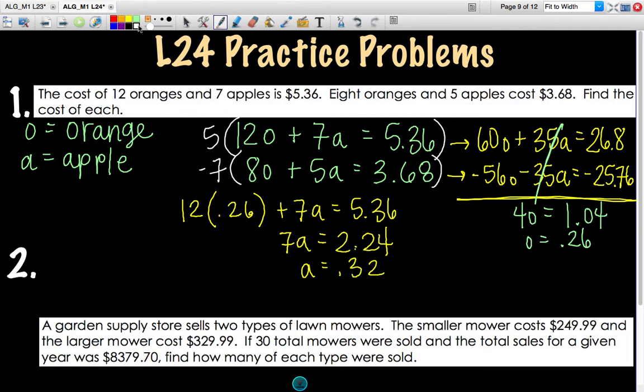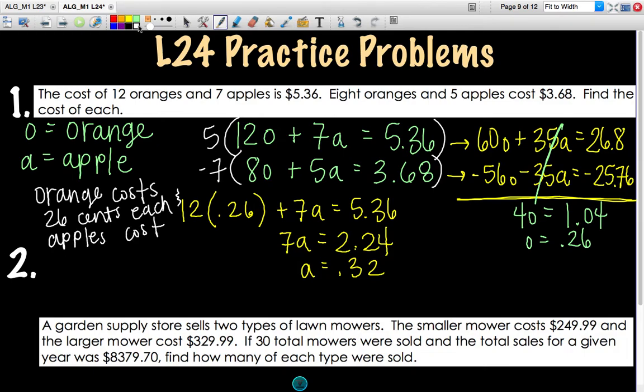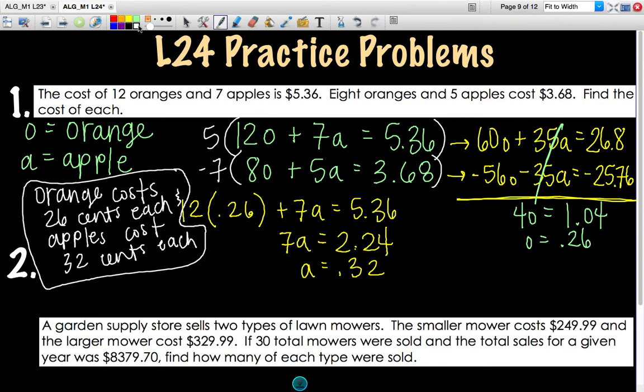So again, in words, it's very important that you write it in words. An orange costs 26 cents each, and apples cost 32 cents each. Sorry, we're running out of room here. You have to write it in words.